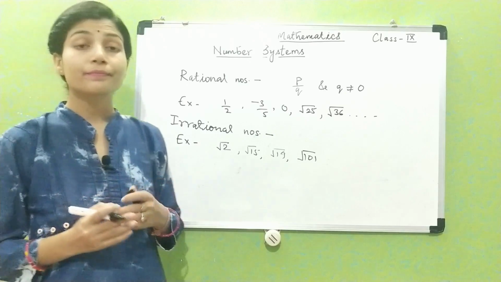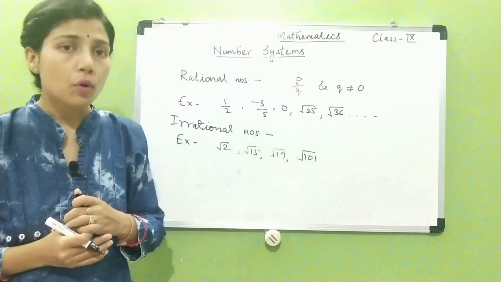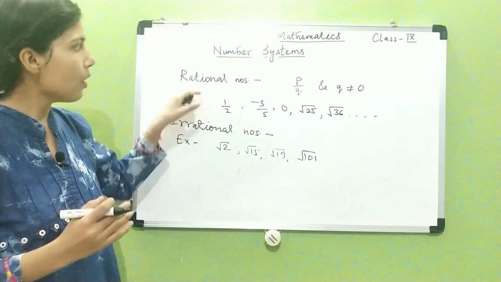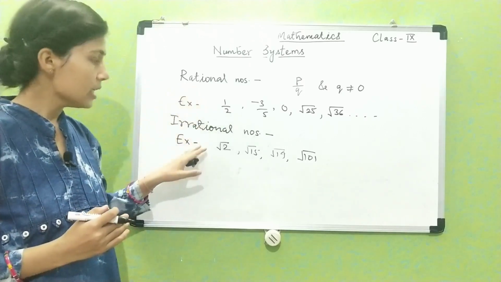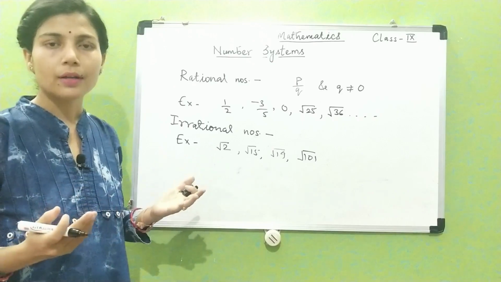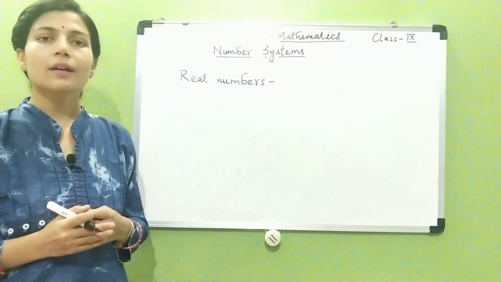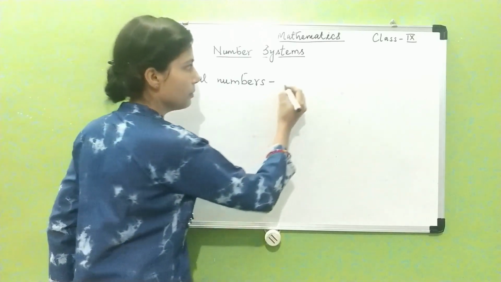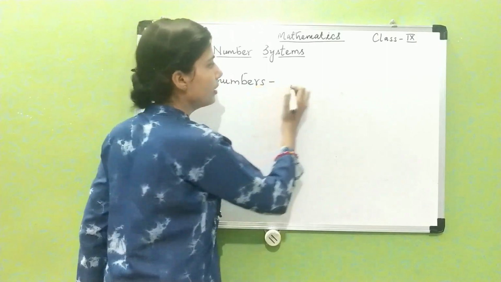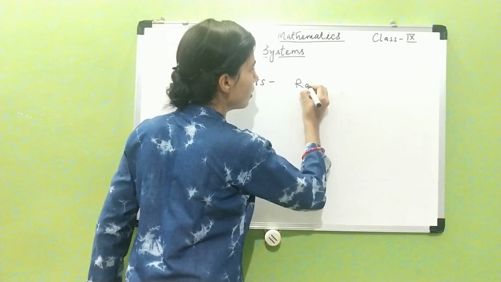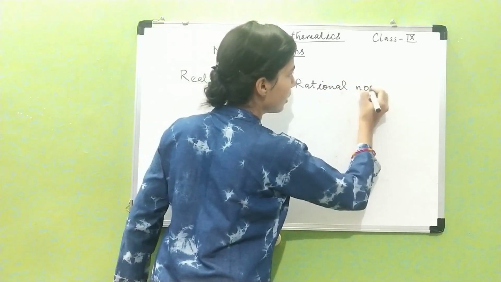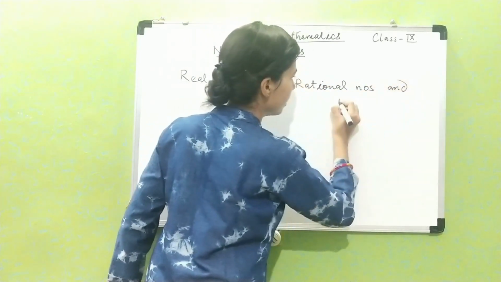Okay. Now one more collection can be formed with these two collections, the collection of rational numbers and irrational numbers. What is it? Nothing but real numbers. So real numbers are the collection of rational numbers and irrational numbers, meaning in the collection of real numbers, there are rational numbers and irrational numbers.